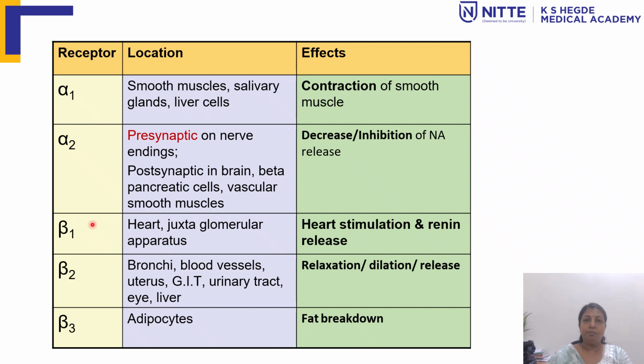Beta 1 is predominantly seen in the heart and the juxtaglomerular apparatus of the kidney, where it can produce stimulation of the heart and renin release. Beta 2 receptors are mainly present in the bronchial smooth muscles, blood vessels of the skeletal muscle, uterus, GIT, urinary tract, eye and liver, which can produce relaxation, dilatation and also glycogenolysis. Beta 3 is mainly in the adipocytes, which can produce fat breakdown.